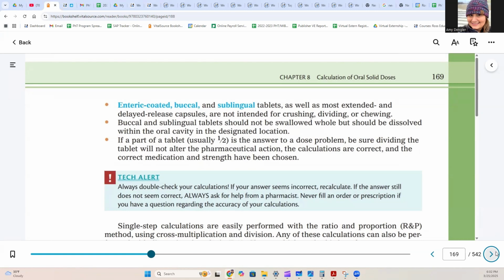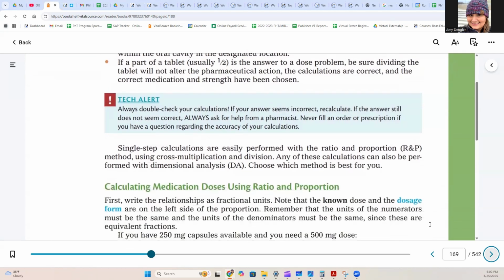If a part of a tablet, usually one half, is the answer to a dose problem, be sure dividing the tablet will not alter the pharmaceutical action, the calculations are correct, and the correct medication and strength have been chosen. Single-step calculations are easily performed with the ratio and proportion method using cross multiplication and division. This book recommends that if you're doing multiple steps, use dimensional analysis, but as you've heard me say a million times, I still will do ratio and proportion.